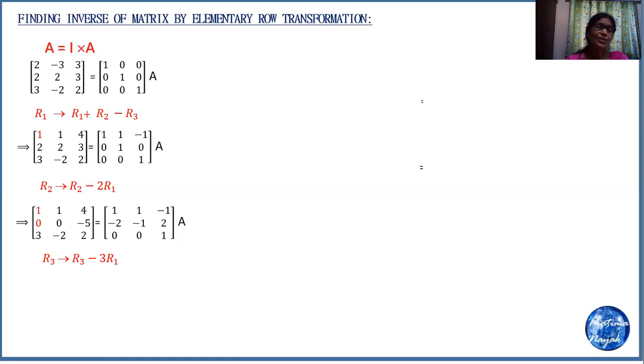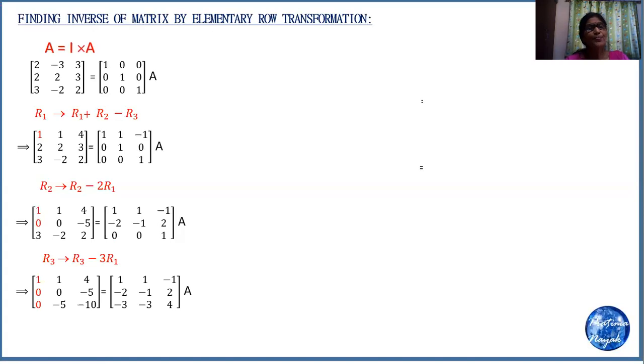So 1 into 3, 3. 3 minus 3 is 0. And whatever the second element, 3 into 1 is 3, and minus 2 minus 3 will be minus 5 there. So let us see the result. Result is this. 1. I'm telling about R3. It will be minus 5. And 3 R1, 12. 2 minus 12 is minus 10.